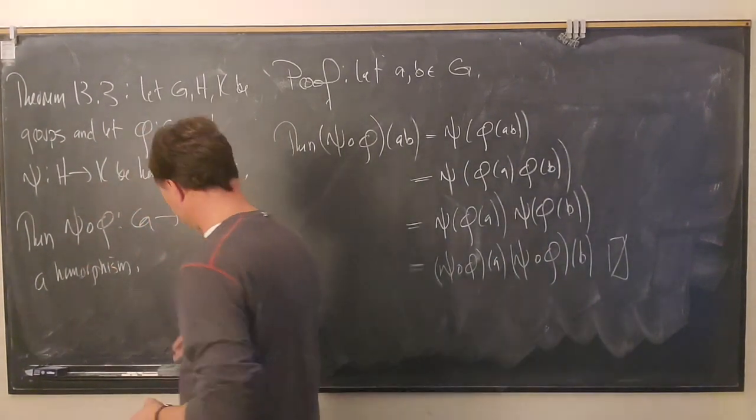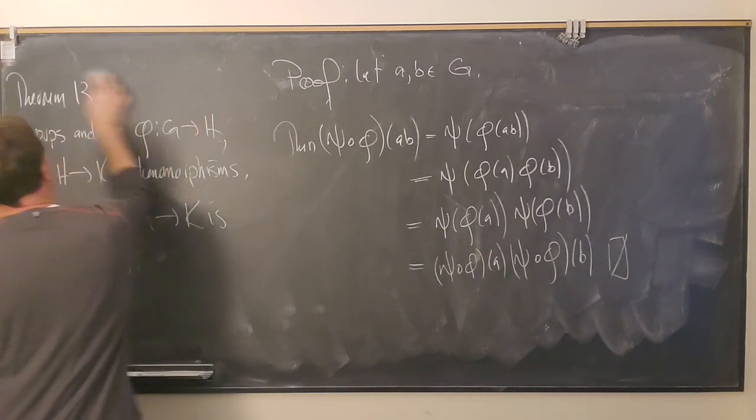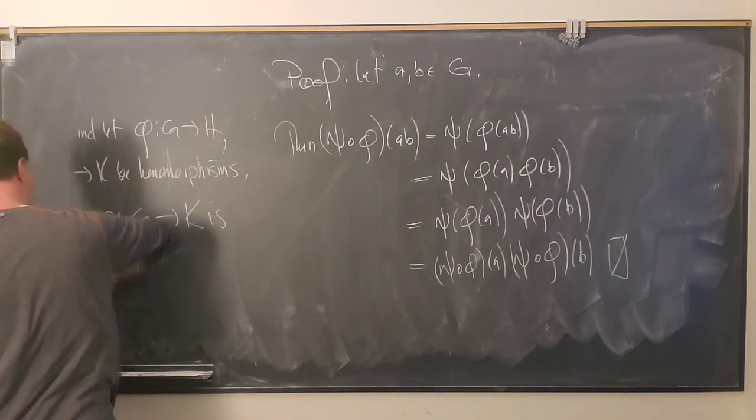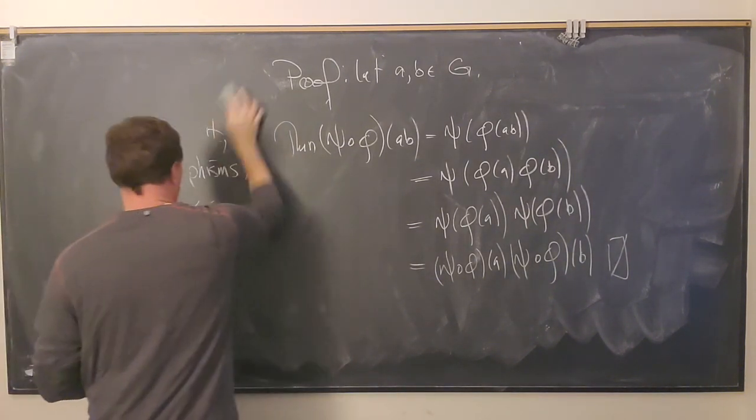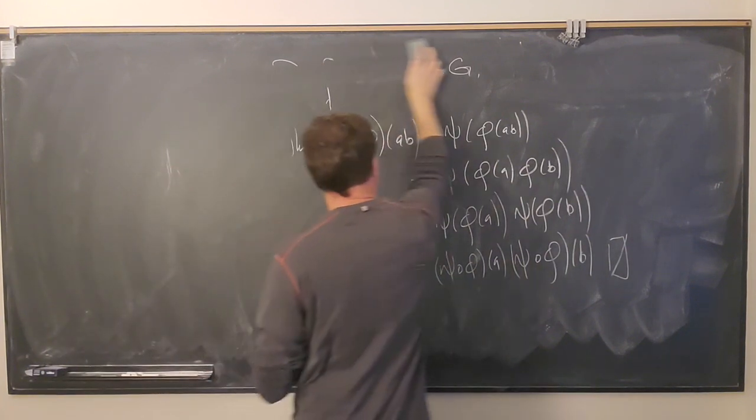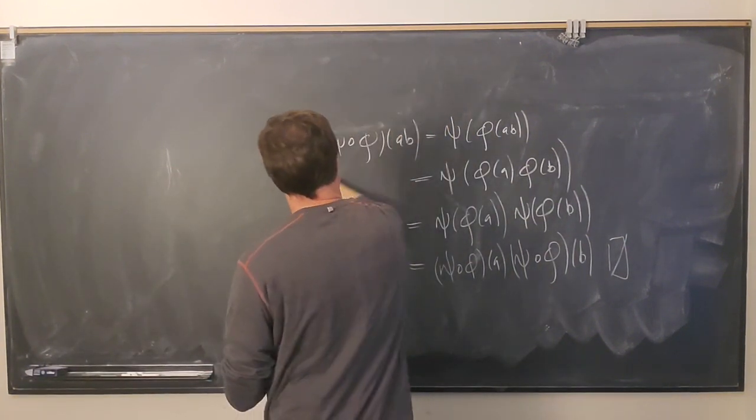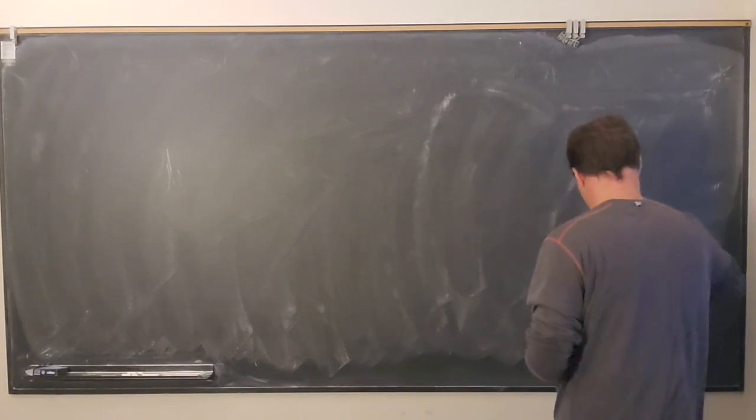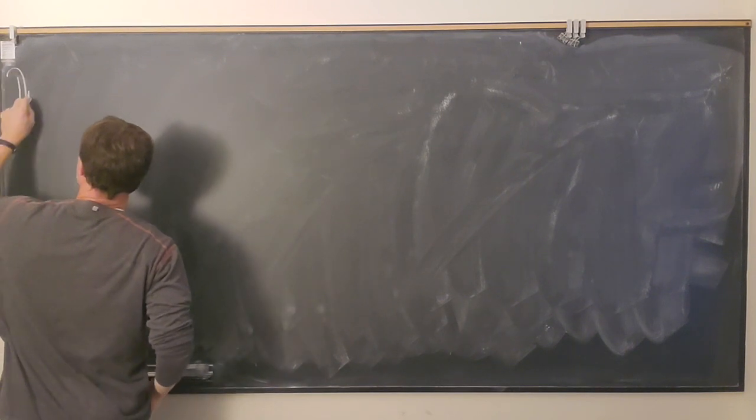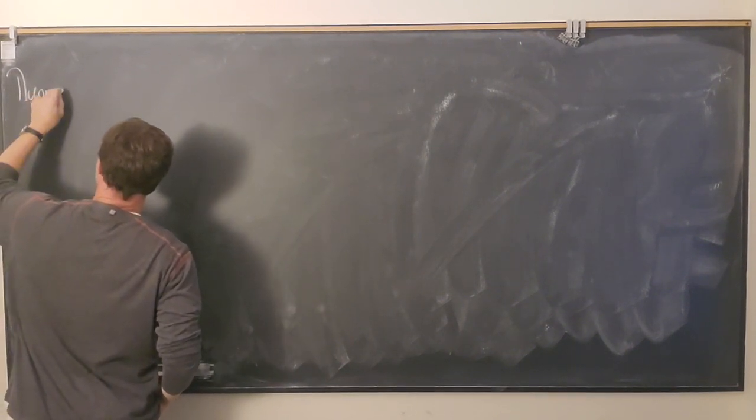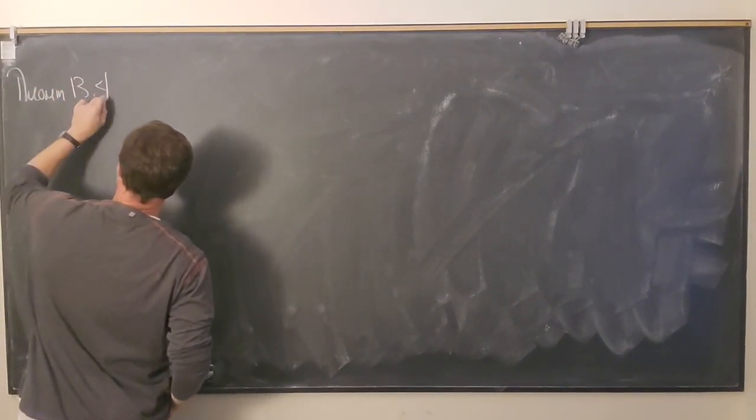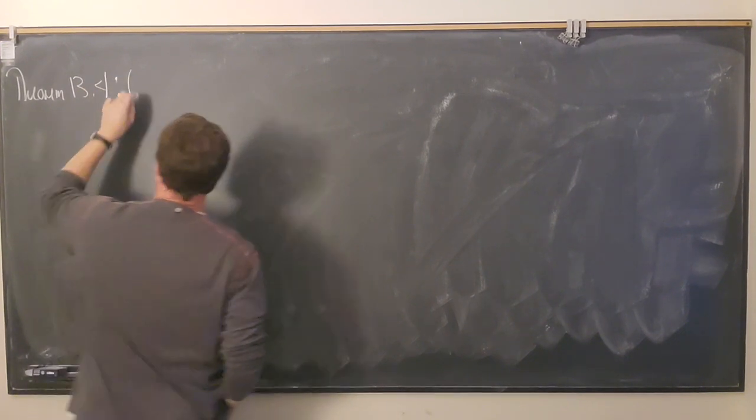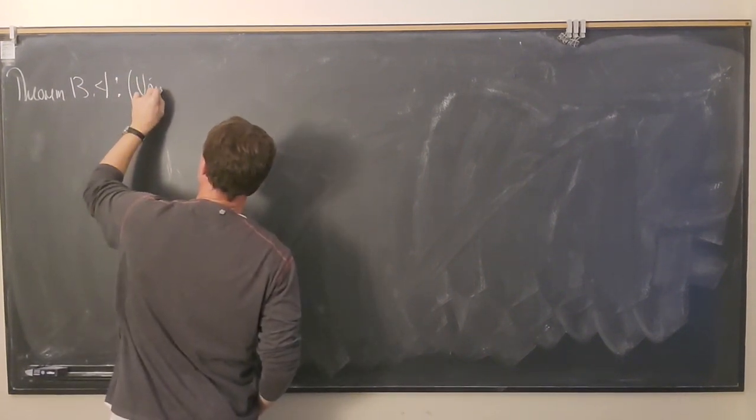Okay, so now I've got another theorem. This theorem has a name. So it goes like this. This will be theorem 13.4, and this is called the universal mapping property.